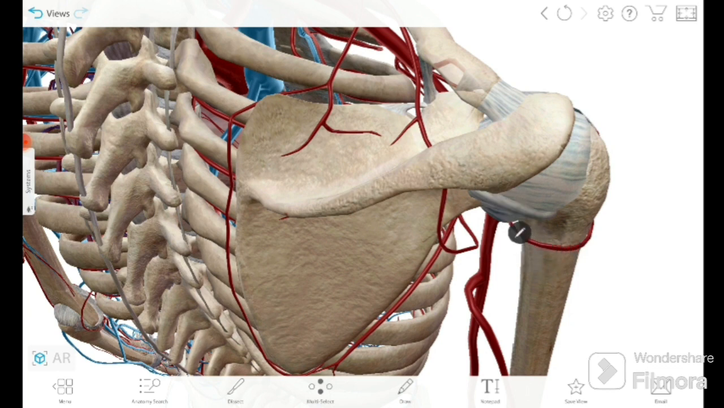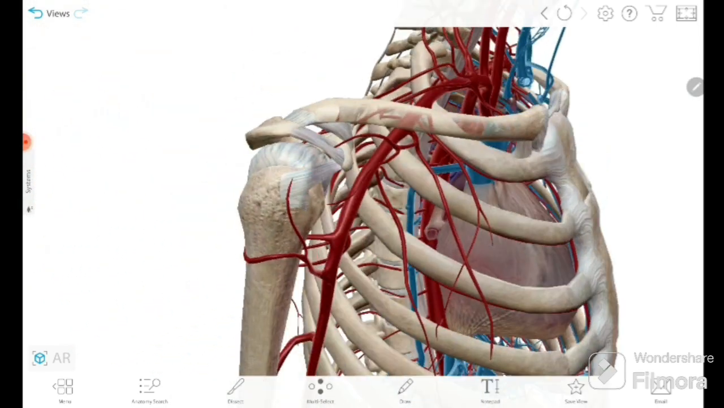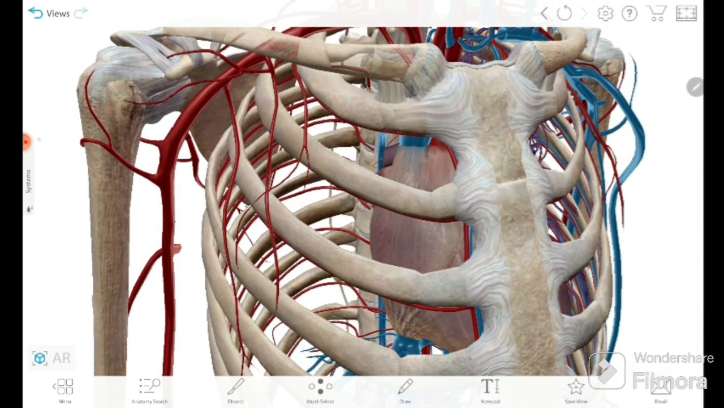So this here is the posterior circumflex humeral artery. Now the posterior circumflex humeral artery gives off an acromial branch which ascends like this upward, and it anastomoses with this suprascapular artery. So this completes our video on the scapular anastomosis and the anastomosis over the acromial joint.